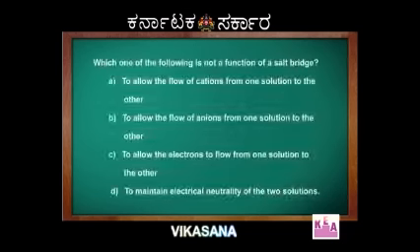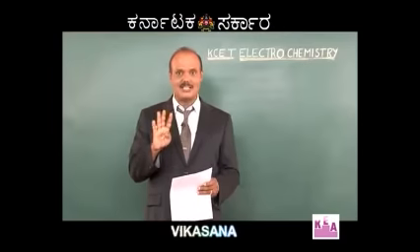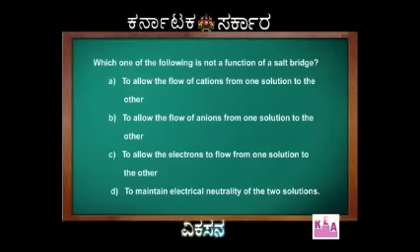The second question is important, related to the Daniel cell. Which one of the following is not a function of the salt bridge? Since we have to find what is not a function of the salt bridge, I will repeat the question. Which one of the following is not a function of a salt bridge? Option A, to allow the flow of cations from one solution to the other solution. Option B, to allow the flow of anions from one solution to the other. Option C, to allow the electrons to flow from one solution to the other. Option D, to maintain electrical neutrality of the two solutions.